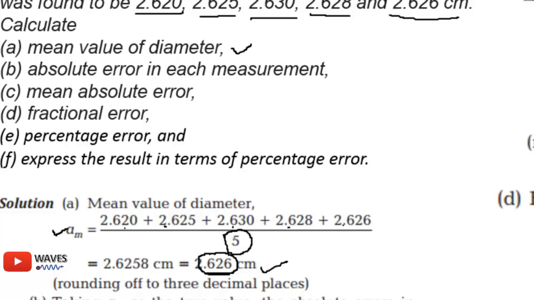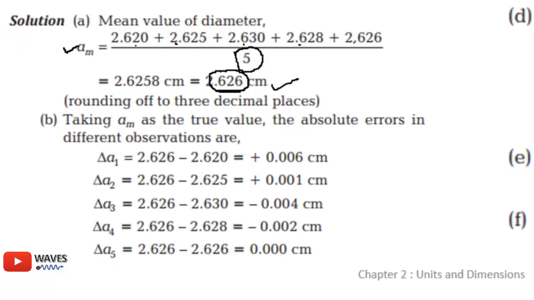So it's 2.626. Okay, next we need to find out the absolute error in each measurement. That means I'm not going to take everything together, I'm going to take them individually and find out the absolute error in each measurement. So for the first case I have A1, and here the mean value is 2.626 from above, and we subtract the first value that we have here, 2.620. So we have a positive absolute error of 0.006. Similarly we can do the other calculations, because this is one of the simplest parts.